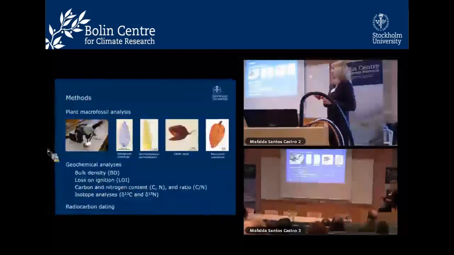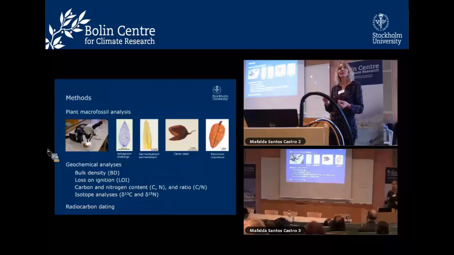We've also done a number of geochemical analyses: bulk density, loss on ignition, carbon and nitrogen content, and C and N stable isotopes. And of course, also AMS radiocarbon dating, since it's important to know when did the peatlands form, but also when did we have shifts in the botanical composition indicating permafrost degradation.